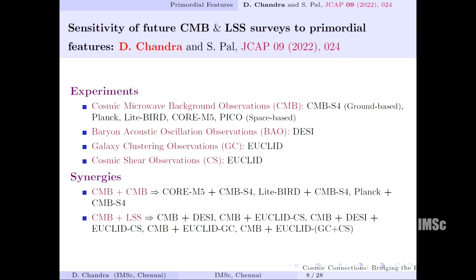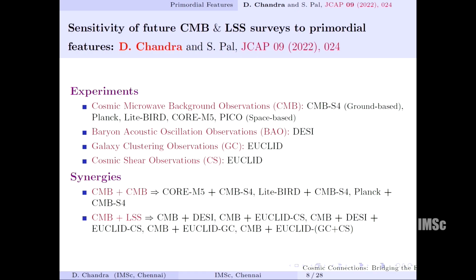Here we can see that we have considered the synergy between the ground-based CMB mission and the satellite-based CMB mission, as well as the synergy between large scale structure missions and CMB missions. In the large scale structure missions, we have also considered the synergy between the BAO mission and the CosmicSphere mission, and galaxy clustering missions with the CosmicSphere mission.